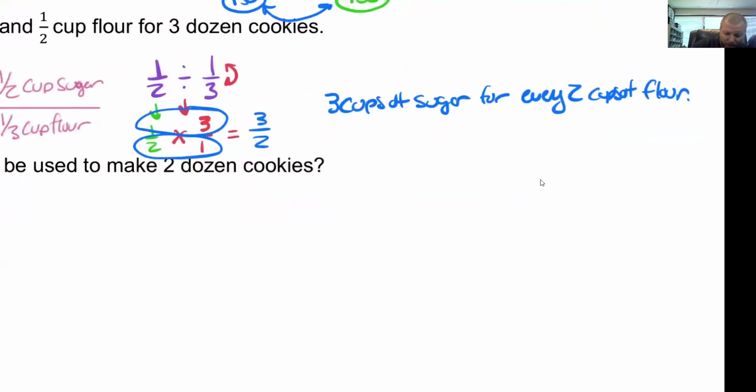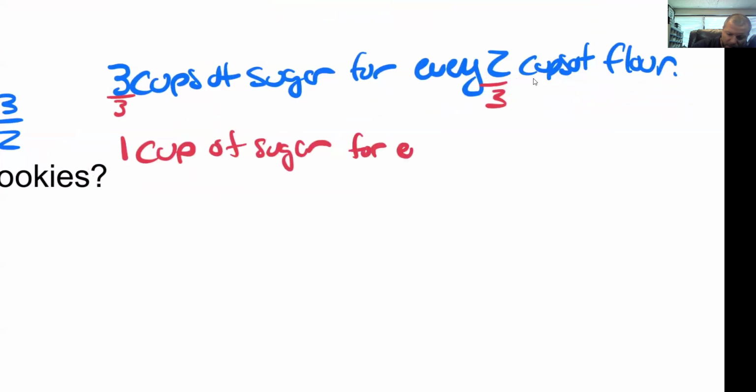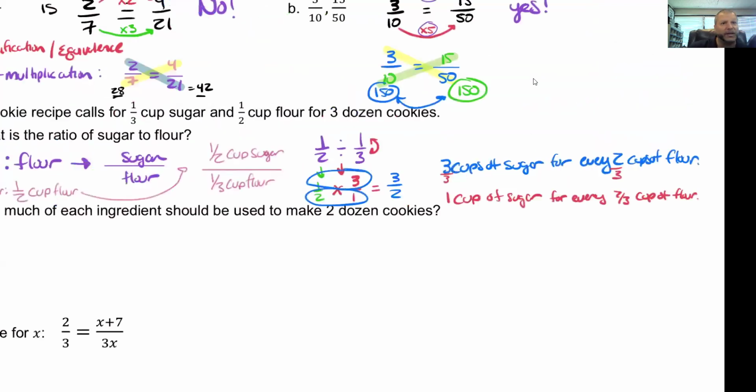Another way, if we really want to be super precise, is what's called a unit ratio, right? So once I know that it's 3 cups of sugar to 2 cups of flour, sometimes we don't want to think 3 cups, right? So if I wanted to have 1 cup of sugar, I would have to divide this by 3. Well, if I divided that by 3, I would have to divide this by 3. So we can say 1 cup of sugar for every 2/3 a cup of flour. So another perfectly fine way to write that ratio. Both the blue and the red are equivalent to one another.